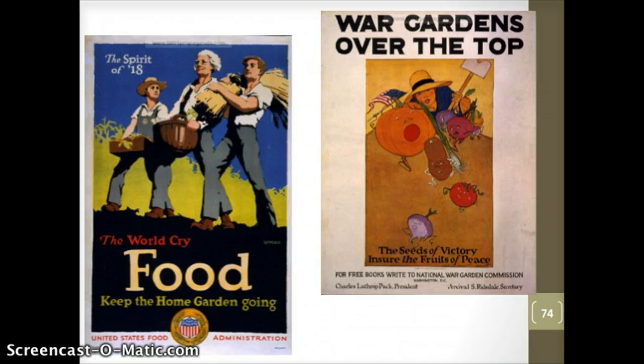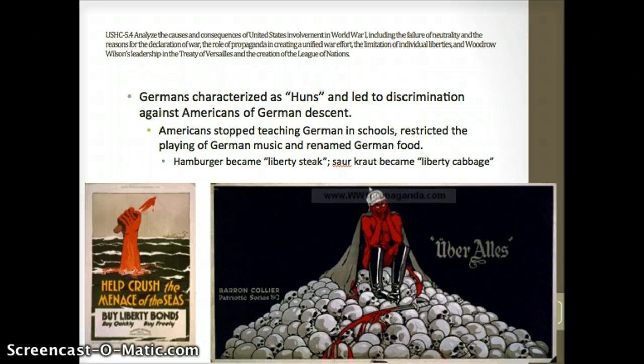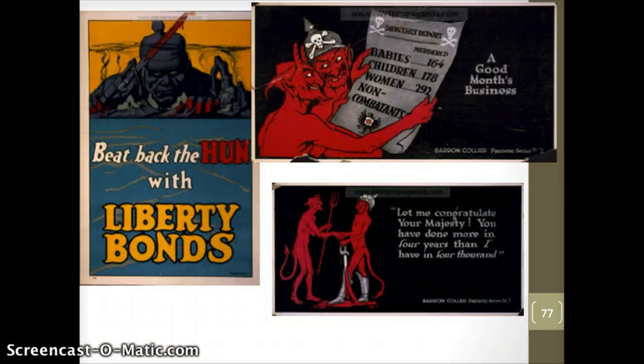Here are some posters that are trying to convince people to build their own or make their own gardens. They really characterized the Germans as Huns, and that led to discrimination against Americans of German descent. Calling them Huns would be like calling them barbarians. And Americans actually stopped teaching German in school, and they restricted the playing of German music, and they even renamed German food. Like the hamburger, they started calling the Liberty Steak, and sauerkraut became Liberty Cabbage.